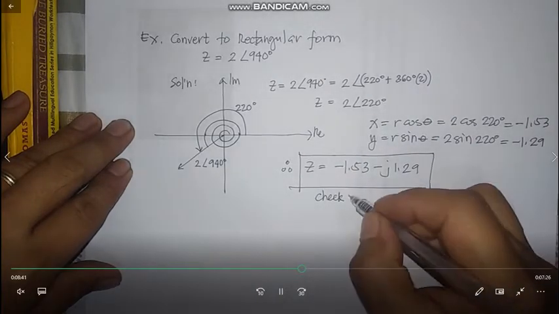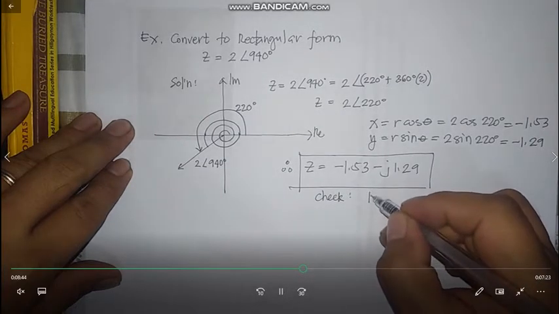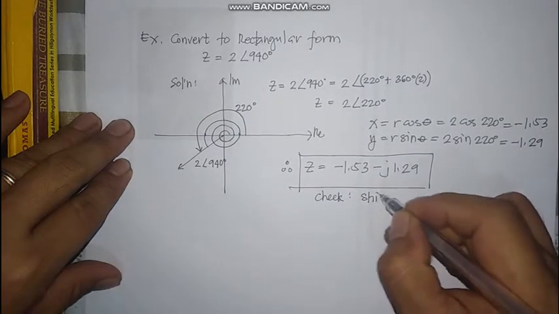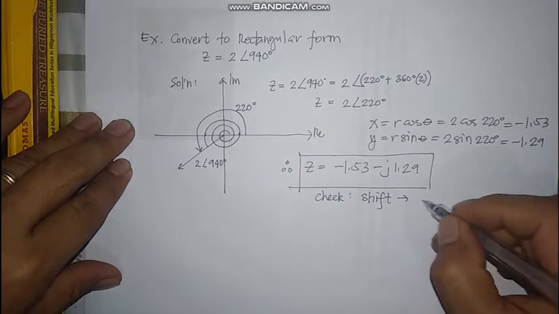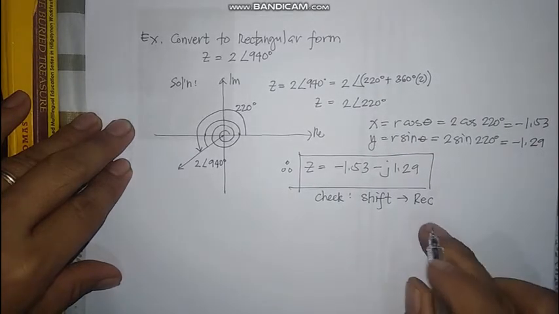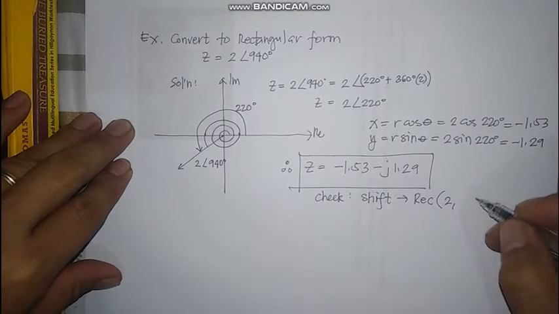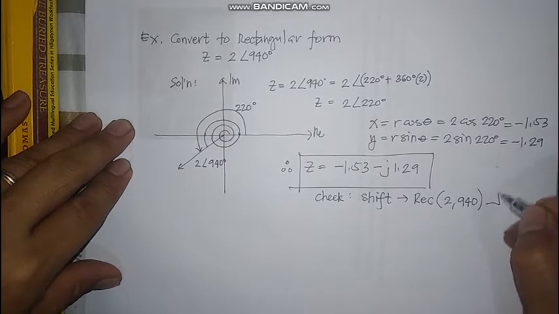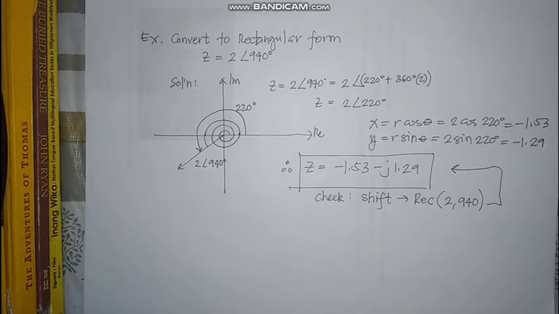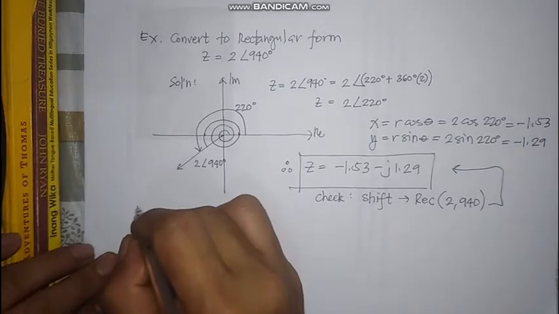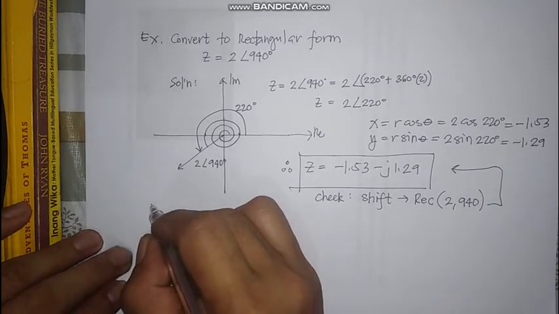You can check that using your calculator. Go to Shift, press rectangular form, copy the magnitude 2 and the angle 940 degrees. The result will be negative 1.53 minus j1.29. In our subject, you can round off your final answer to up to 2 decimal places only.